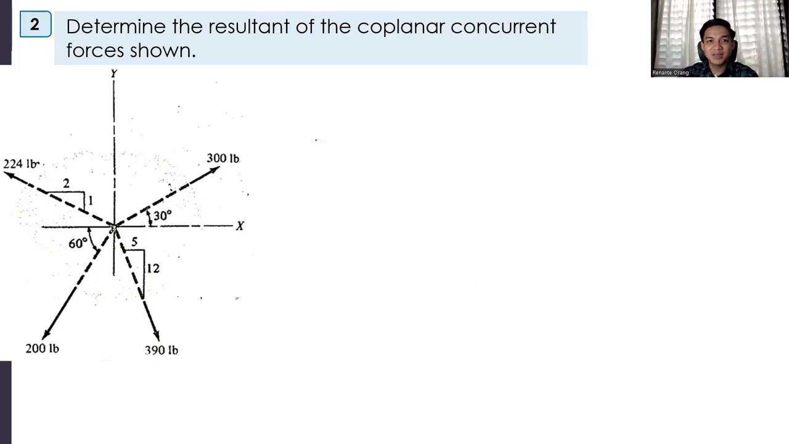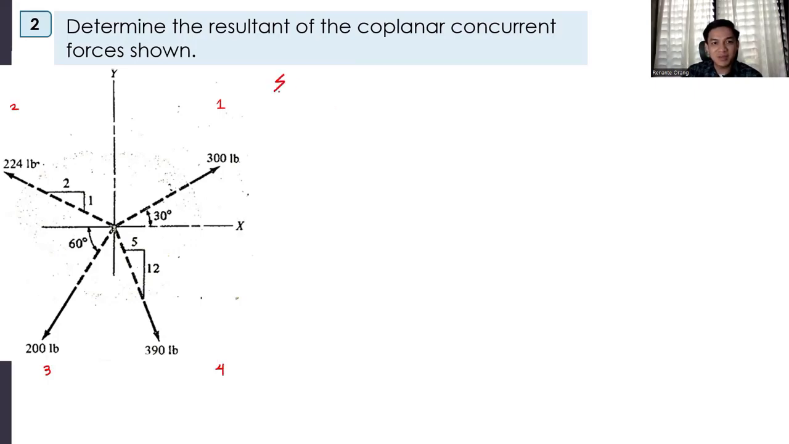So determine the resultant of the coplanar concurrent forces shown. So binigyan tayo ng 4 na forces, we need to solve for its resultant. Para hindi tayo malito, lagyan natin ng label. This is our force 1, this is our force 2, force 3, and force 4.